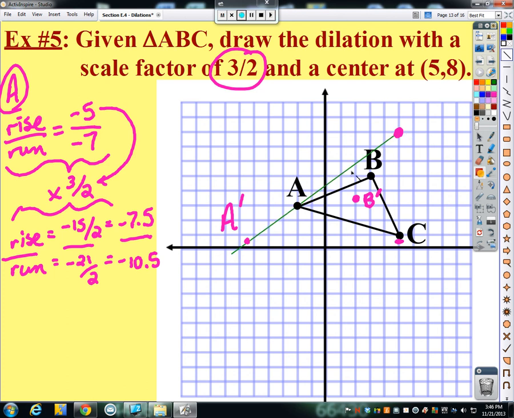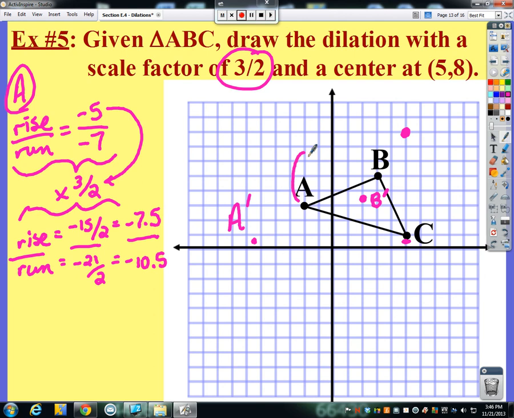Hey, check. That's all lining up, so I know A prime is growing in the same direction as A is from the center. So that checks out. And again, this distance right here, that's kind of like our times 1 factor. And so how much is this extra? That's a half factor. If you were to look at this distance, it would be this half distance between A back to the center.